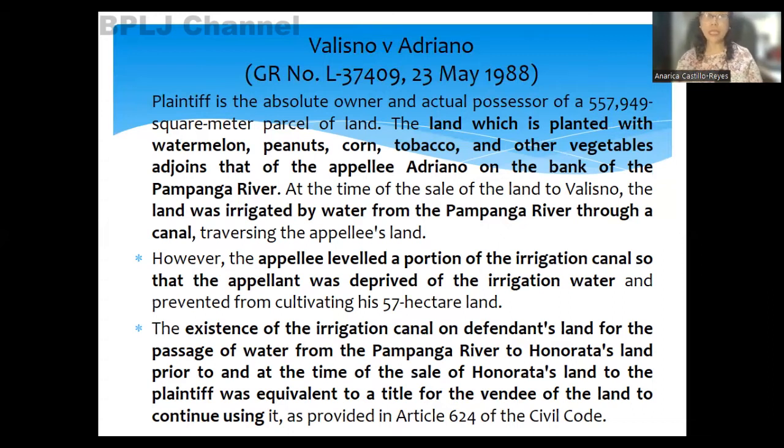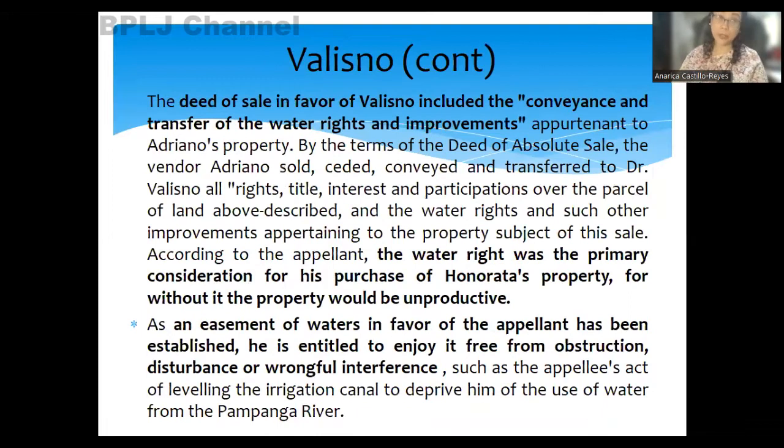Now, the existence of the irrigation canal for the passage of water from the Pampanga River prior to and at the time of the sale was equivalent to a title for the vendee of the land to continue using it as provided in Article 624. So the deed of sale in favor of Balisno included the conveyance and transfer of the water rights and improvements. The water right was the primary consideration for his purchase of Honorata's property, for without it, the property would be unproductive. An easement of water in favor of the appellant has been established. He is entitled to enjoy it free from obstruction, disturbance, or wrongful interference.